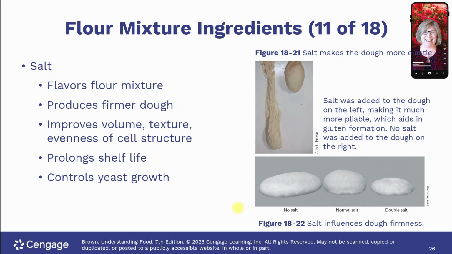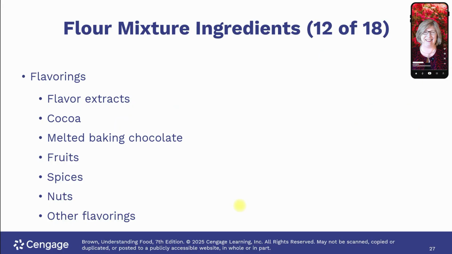Figure 18-22 also will show you that salt influences dough firmness. On the left, you have no salt, and on the right, you have double salt. And in the middle, you have just the right amount, a normal amount for your recipe. Other flour mixture ingredients, we have flavorings such as flavor extracts of all kinds, vanilla, almond, lemon, all kinds of flavor extracts. We also can use cocoa, melted baking chocolate, fruits, spices, nuts, and other flavorings.